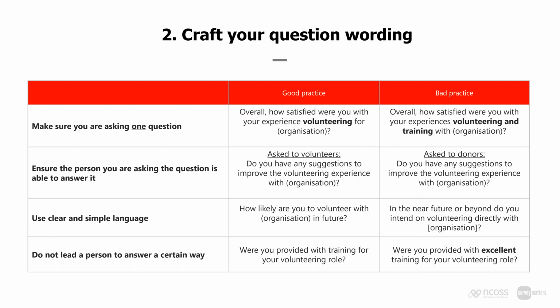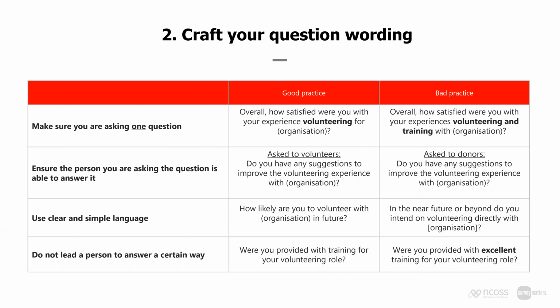The other question we have up there is, how satisfied were you with your experience volunteering and training? Now that's asking about two things. It's asking about volunteering and training. So when your respondent answers, you will have no way of knowing whether they were answering about volunteering or training. And so the data you collect there doesn't become much use to you.